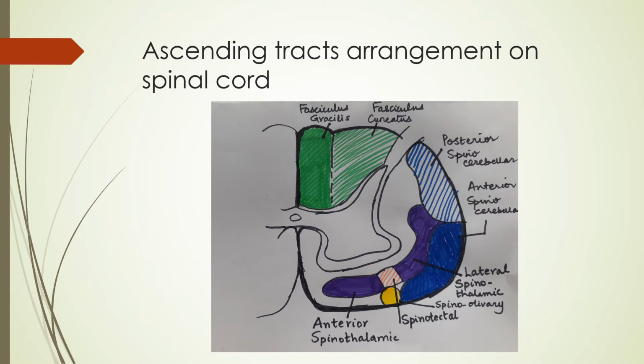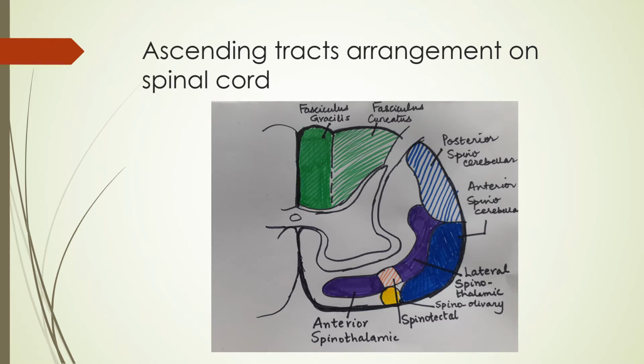Also, you could see another tract, which is the spino-olivary tract. We'll discuss these tracts later on in detail, but the spino-olivary tract and the anterior and posterior spinocerebellar tracts, these three are associated with the cerebellum. And you can see two other tracts together, called the posterior white column, and they are separated by a septum. On the medial side is the fasciculus gracilis and on the lateral side the fasciculus cuneatus.